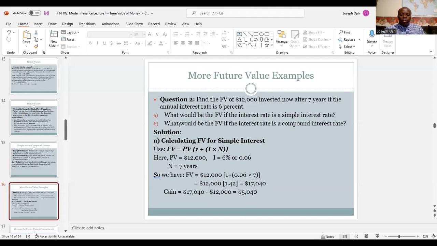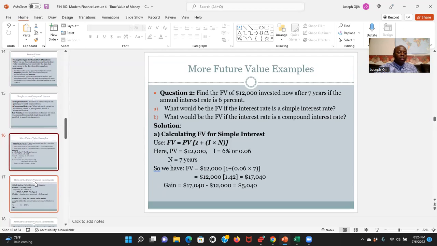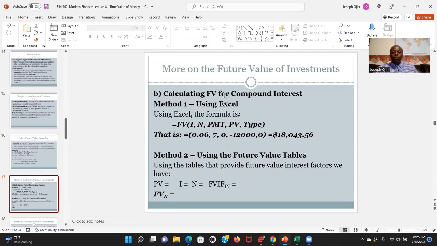Now let us repeat the question, because part B says, what will be the future value if the interest rate is compounded? It's a compound interest rate. So in that case, we're going to solve the same question using the compound interest formula. For this one, I'm going to show you two methods. One method is using Excel. The second method is using the table of future values.